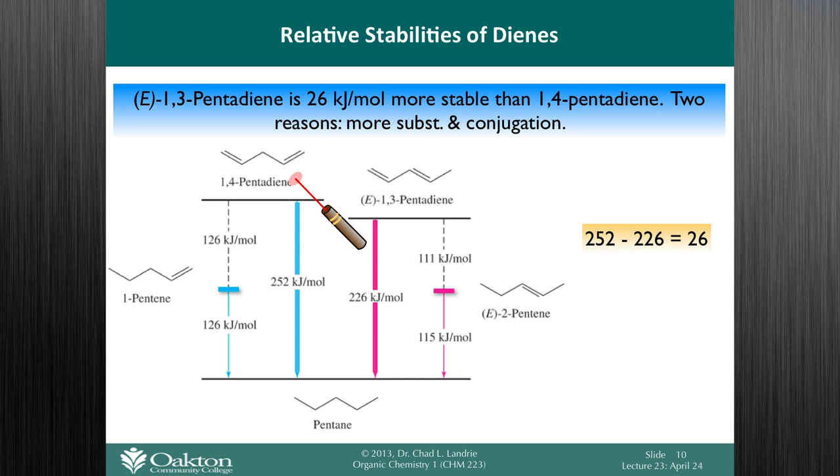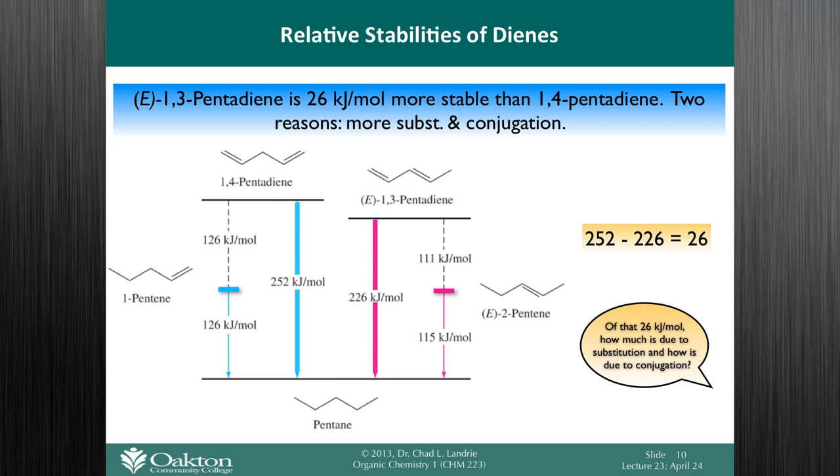Well, we can figure out how much is due to substitution by comparing these two systems, 1-pentene and 2-pentene. 1-pentene is a monosubstituted double bond. 2-pentene has a disubstituted double bond. And the difference in energy between these two is 11 kilojoules per mole.